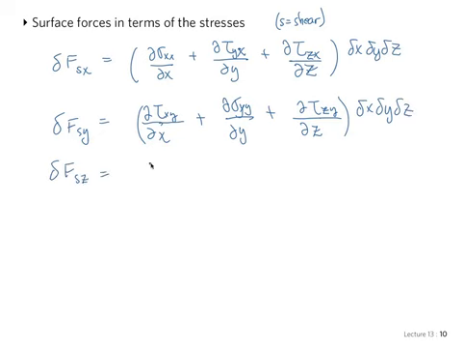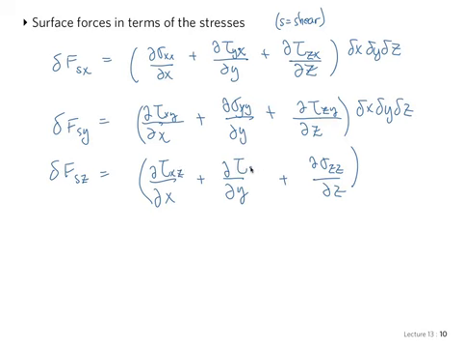In the z direction, I'm going to have sigma zz, and this is going to be in the y direction, and this is going to be in the x direction, and this is going to be tau xz, and this is going to be tau yz. There's a pattern there that I'm just using to complete the picture.